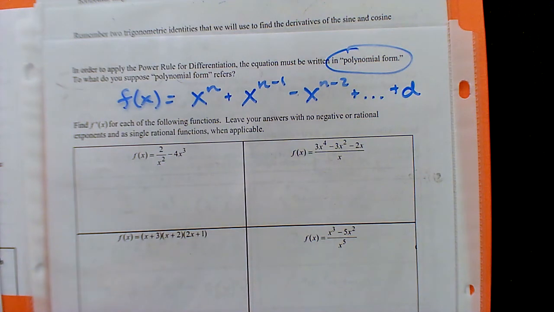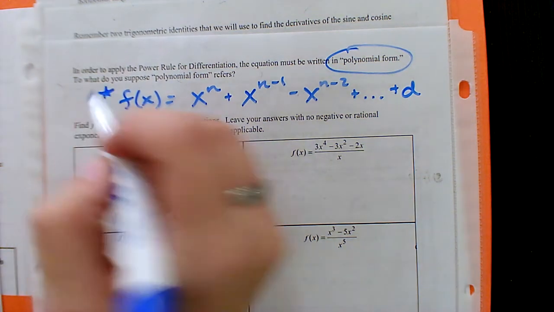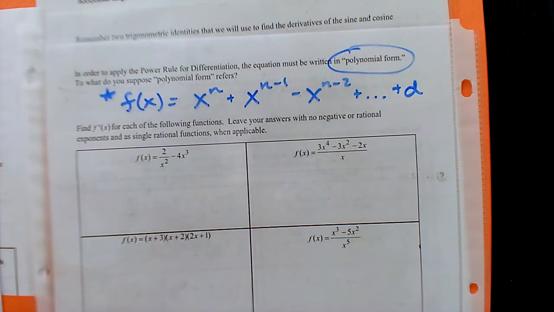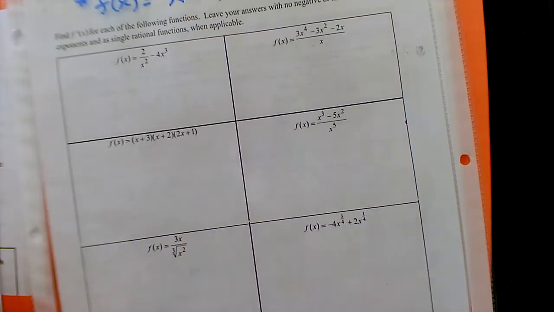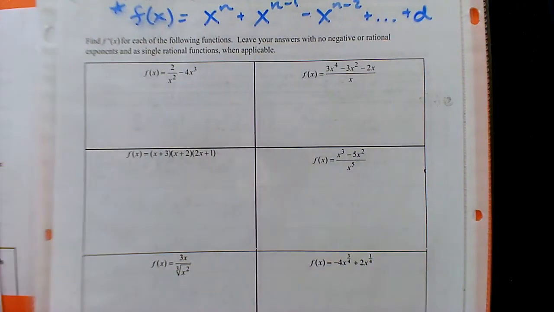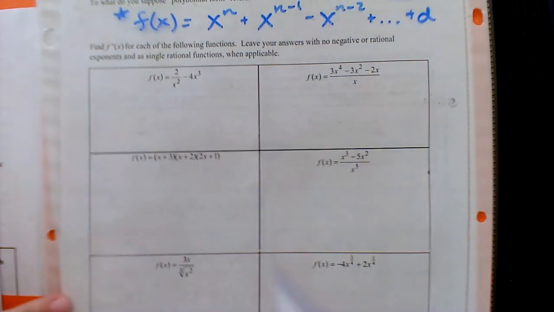So in order to use the power rule, you have to have a polynomial form equation. And we're going to practice turning these other equations into polynomial form. That way we can use the power rule to help us find the derivative.